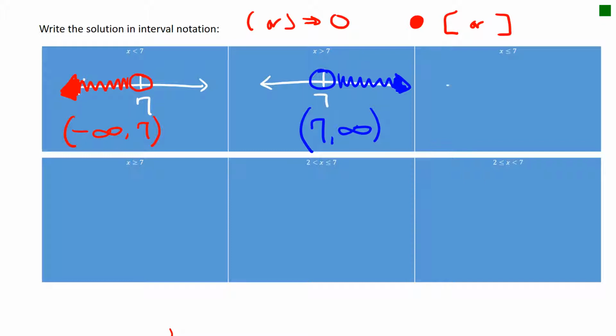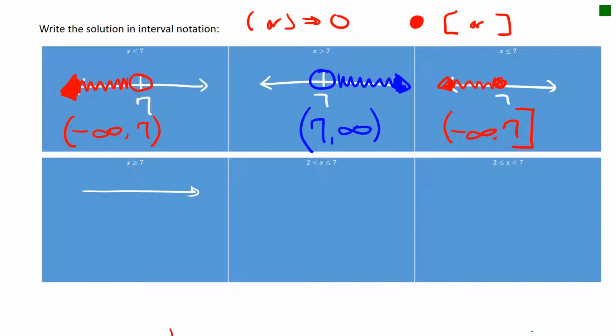For the next one, I'm going to do 7 again, but this time I want the numbers less than or equal to 7. So this time I'm going to go ahead and include, well, no, that doesn't work. Let's change colors. I'm going to include 7. I haven't decided on a color yet, can you tell? I'm going to include 7 and I want the numbers less than 7. So that means I'm going to start at negative infinity. I'm going to go to 7, but this time I'm going to include it, so it's going to be a bracket instead of a parenthesis.